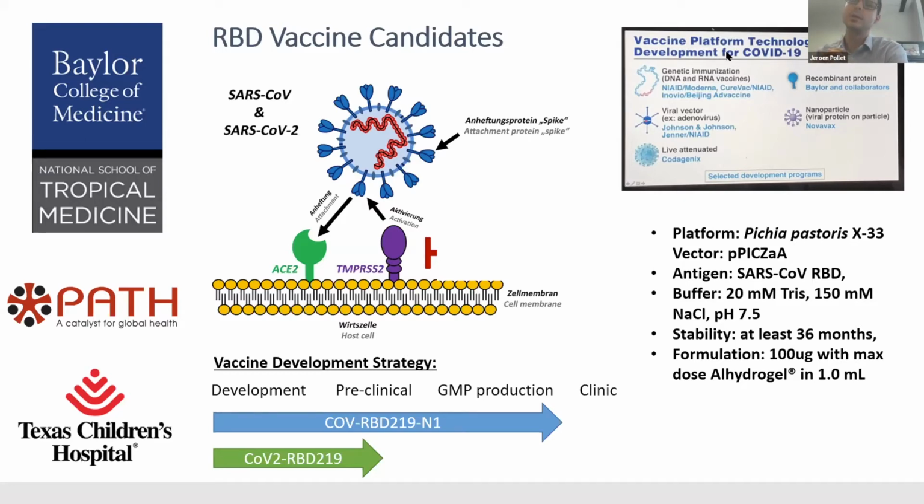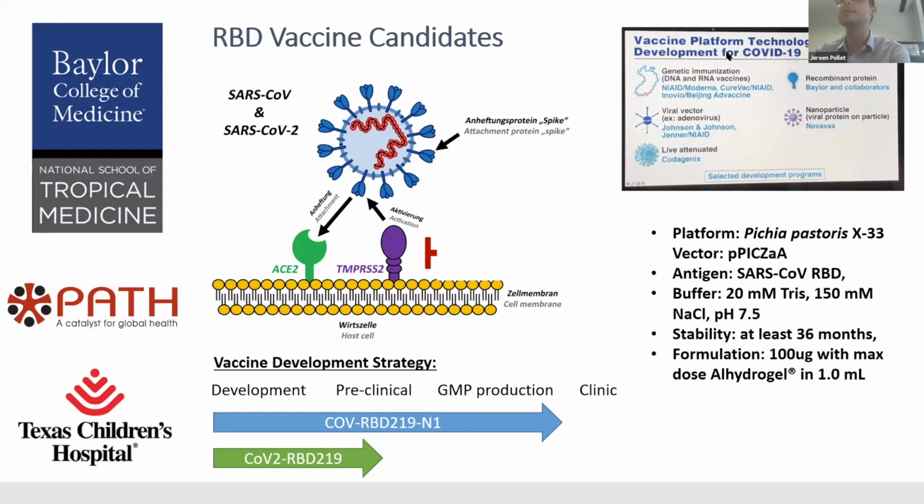We have two vaccine candidates that we are working on. The first one is the CoV RBD219N1, which is the vaccine we made actually in 2013 against SARS. And we have some very good compelling evidence that shows that this could be cross-protective against COVID-19. And I will show you a lot of that data. And then we have also made a new variant specifically for the CoV-2, which is in an earlier stage of development.